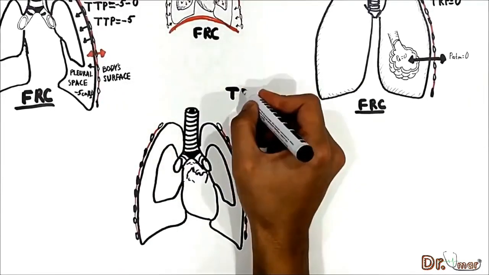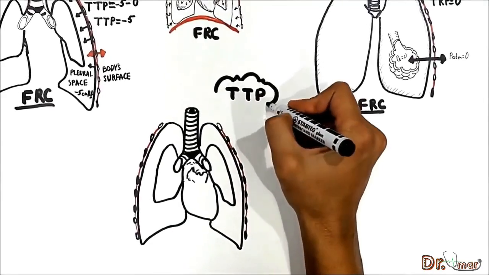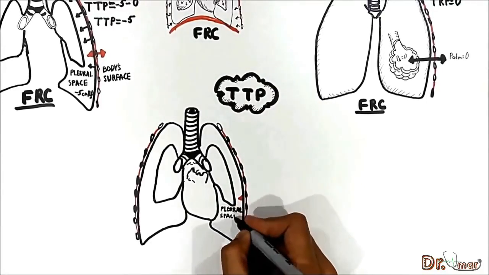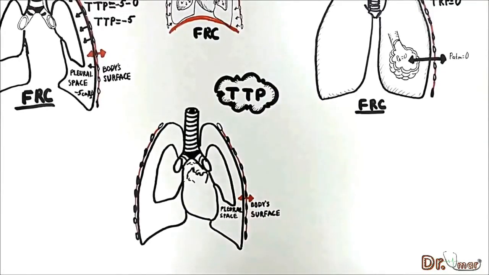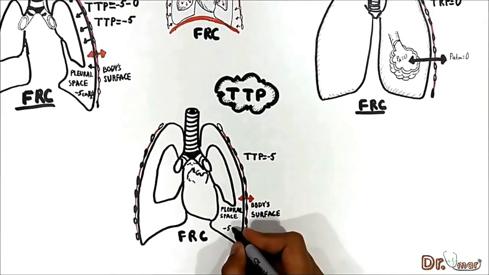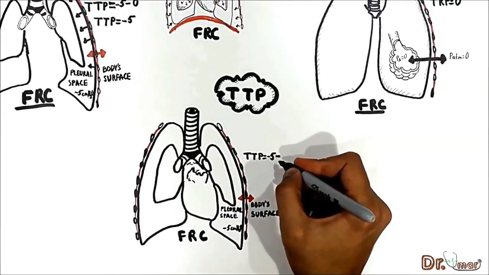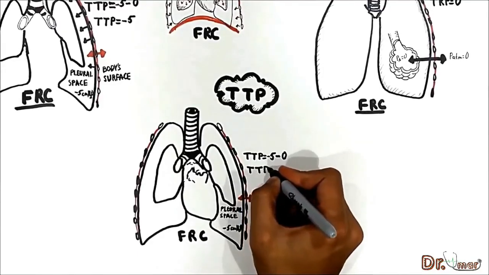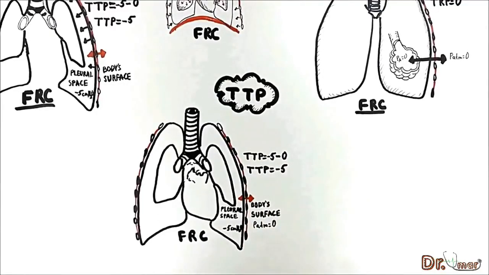Let us talk about transthoracic pressure, the second of our 3 transmural pressures. Transthoracic pressure is the pressure difference between the pleural space and the body's surface. Please note that I have enlarged the pleural space in this diagram. If we calculate transthoracic pressure at FRC, it would be -5, that is the pleural pressure, minus the pressure on the body surface, 0 atmospheric pressure, and we get -5 transthoracic pressure.